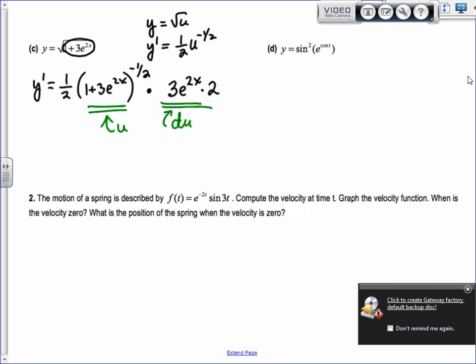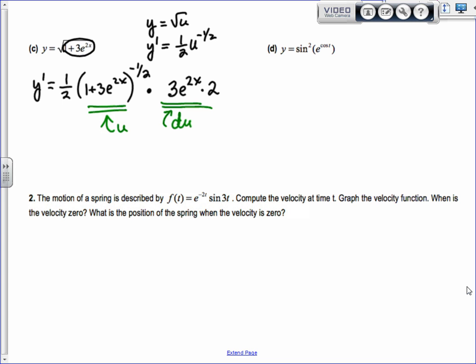So do you want us to simplify that? You can a little bit. I would probably cancel the 1/2 and the 2. And then I would rewrite it as 3e to the 2x on top. And then on the bottom, since you have raised the negative 1/2 power, a negative 1/2 power means 1 over a square root. So square root of 1 plus 3e to the 2x, like that. So I'd probably simplify it so it looks like that.